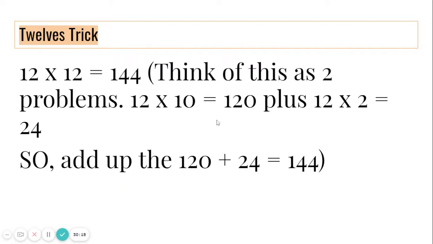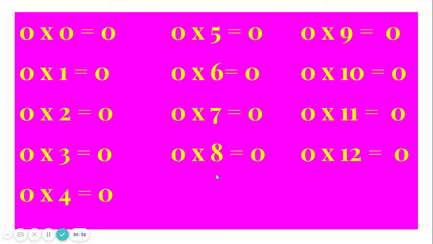12 times 12, we're going to think of it as two problems. 12 times 10 is 120, and 2 12s is 24. Add those up together. 120 plus 24 is 144.